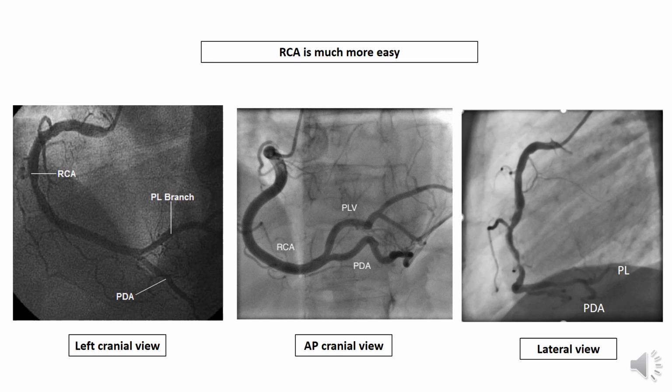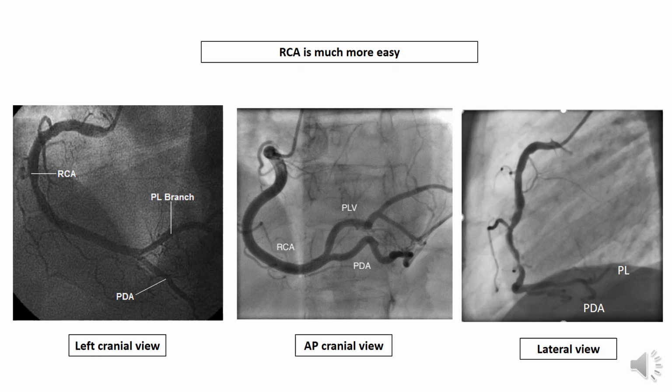The third common view is the lateral view. As we discussed before, the lateral view looks similar to a lateral X-ray with the sternum seen anteriorly and the diaphragm below. And here we are seeing the right coronary artery running on the right surface of the heart, then the back surface of the heart to give its terminal branches, the posterolateral branch in the AV groove, and the posterior descending artery in the posterior interventricular groove.